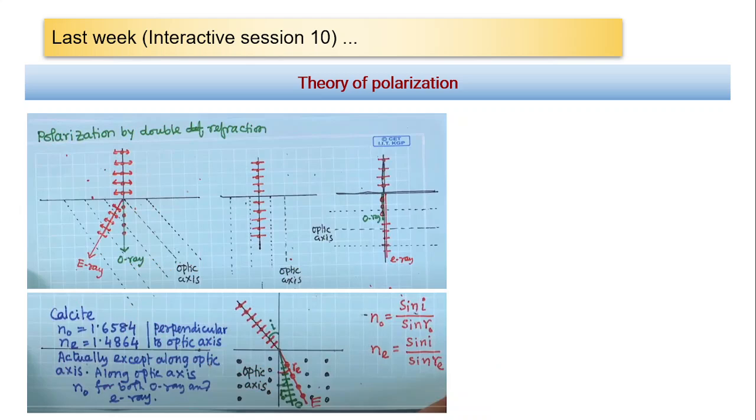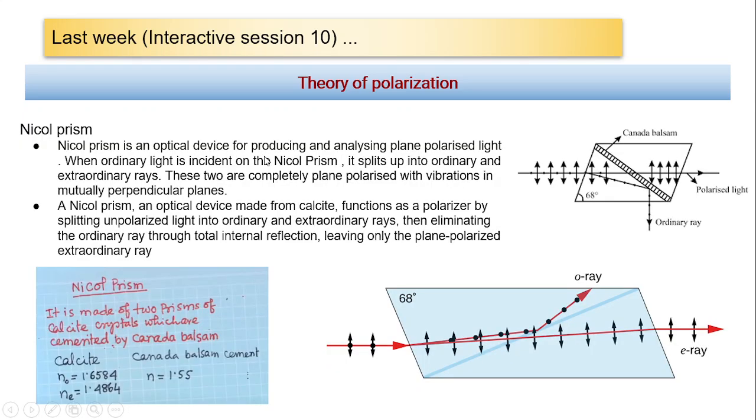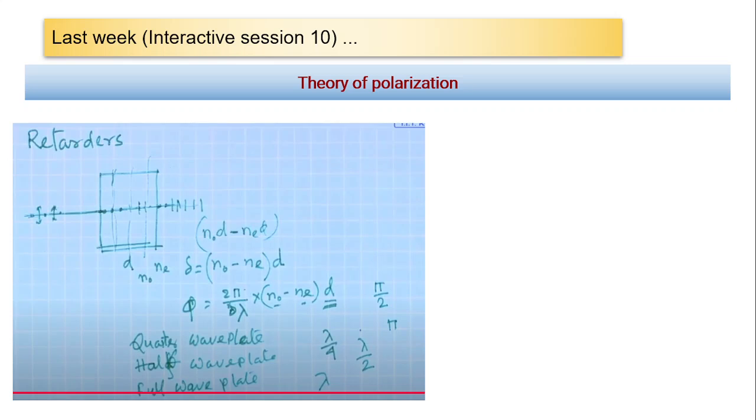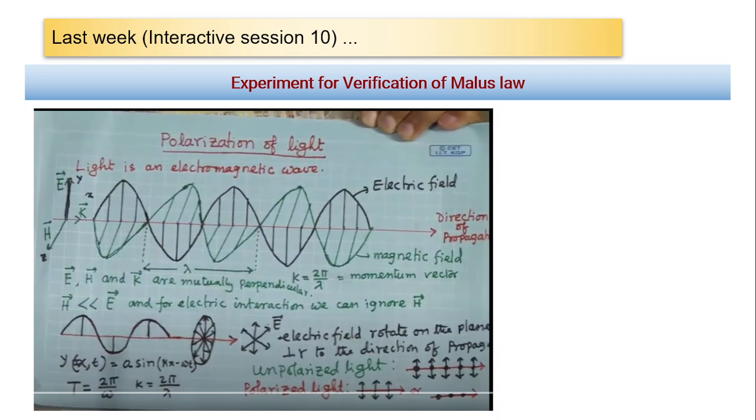So polarization by double refraction we had discussed. Then what are the applications of these birefringent materials? We can make something known as a Nicol prism, which is an optical device through which, when unpolarized light passes, we get polarized light out of it. So this is one use of it. And then we can make Rochon prism, Wollaston prism, and retarders, which will give us quarter wave plate, half wave plate, and so on.